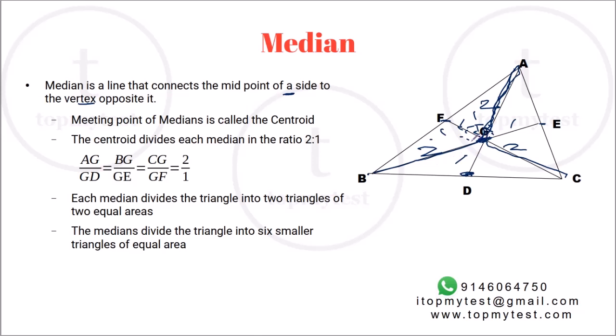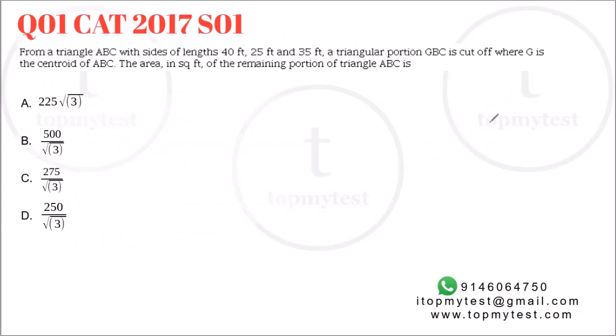Let's try a question which came up in CAT recently. This is from CAT 2017, slot 1. From a triangle ABC with sides of length 40, 25, 35, a portion GBC is cut off where G is the centroid of ABC. The area in square feet of the remaining portion of the triangle is how much?